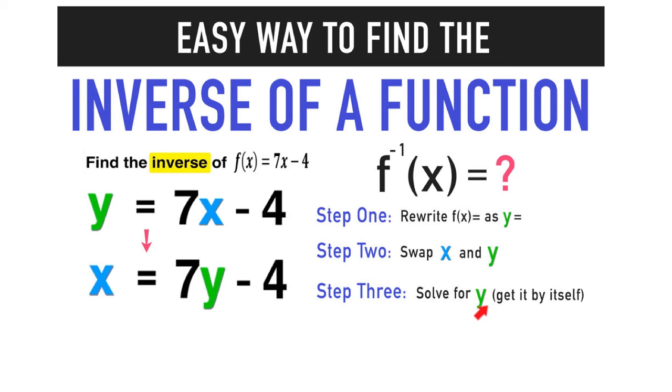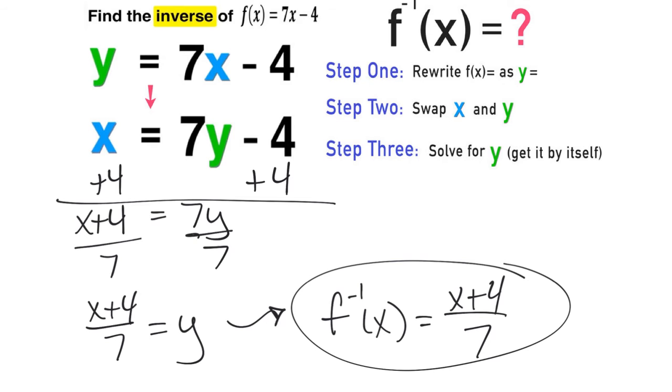So then step 3, we're going to solve for y, getting y by itself. Here's my steps to get y by itself. I end up with this, and then I rewrite it in function notation. So the inverse of f of x is going to be x plus 4 divided by 7. Notice you're going to see the opposite operations here versus what we started with.